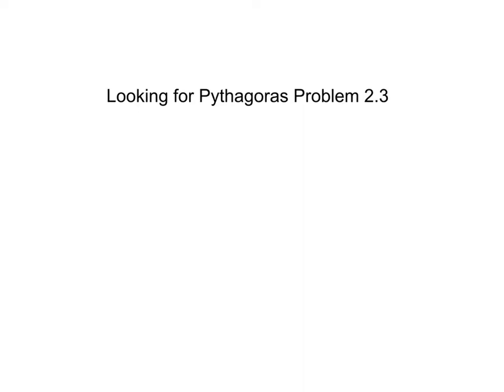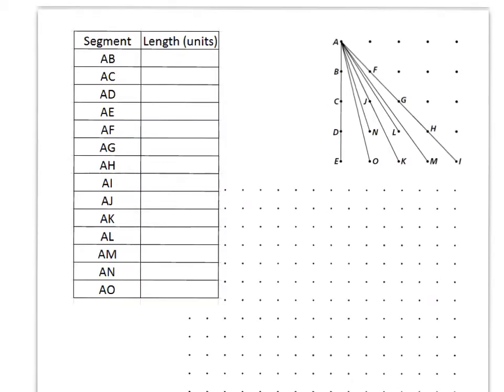This video corresponds to your problem 2.3 in Looking for Pythagoras. To go along with problem 2.3, you will need this lab sheet. This is the back side of the lab sheet. Get that handy and grab a pencil and be ready to participate.